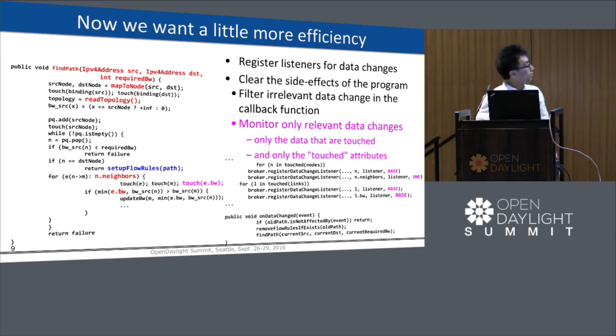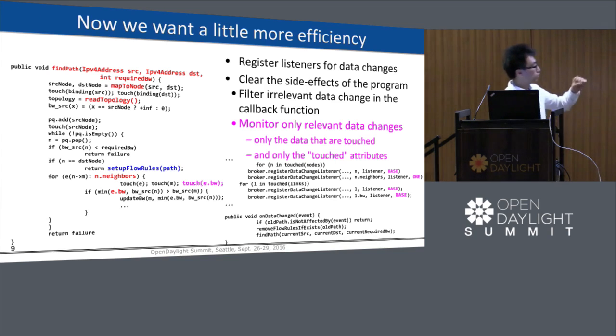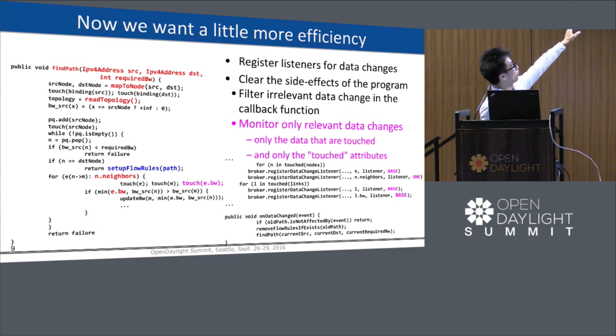And we can push this to the extent that, for example, a link can have many attributes, not only the bandwidth, but also, for example, its type, and maybe the number of packets or nodes, and we don't necessarily need all these data changes. We only monitor what is touched in this program, for example, in this case, the bandwidth.